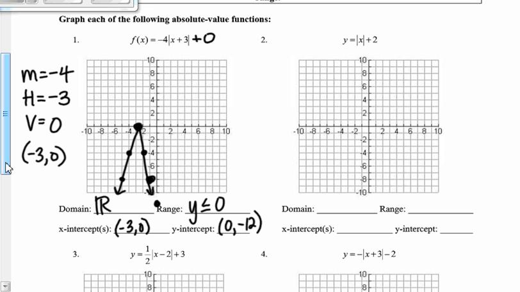All right, so using that graph to help me find the information. On number 2, slope would be 1 because there's nothing out in front, so we assume it to be a 1. H would be 0 because there's nothing inside the absolute value brackets, and V is 2. So in this case, the vertex is at 0, 2, with a slope of 1, so it's opening upwards. Make sure you take that in both directions.